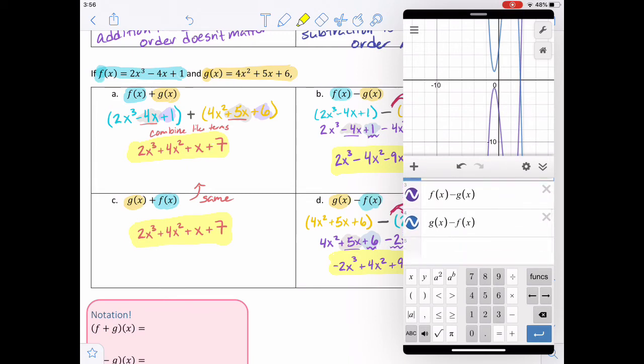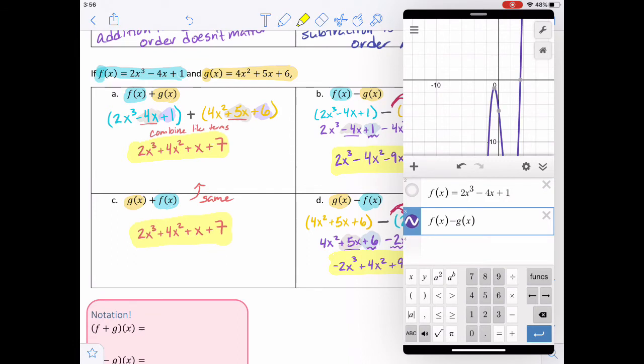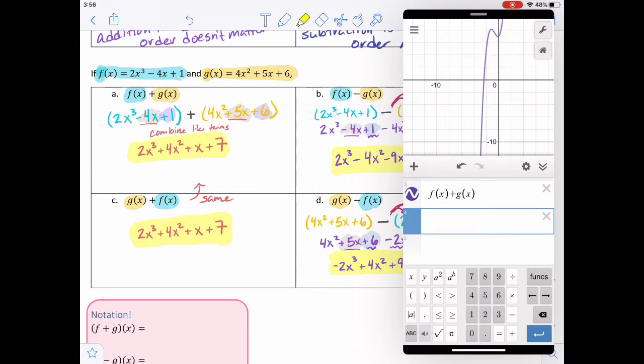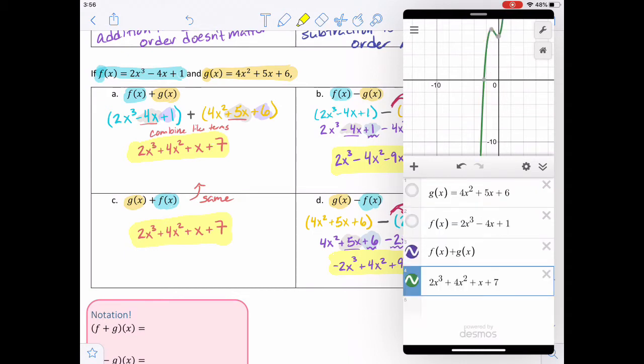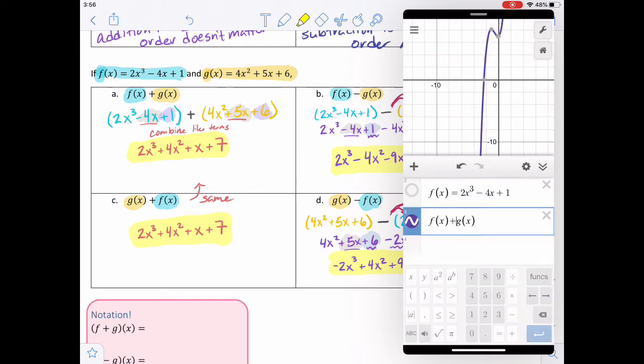So now let's do this. We're looking at f of x plus g of x first. So this is what Desmos says it is. Let's check our answer. 2x cubed plus 4x squared plus x plus 7. Oh, yep, they line up. We're good. All right, so now let's check f of x minus g of x.